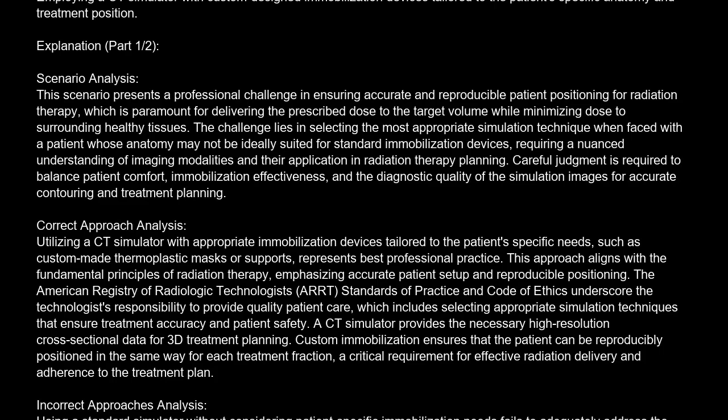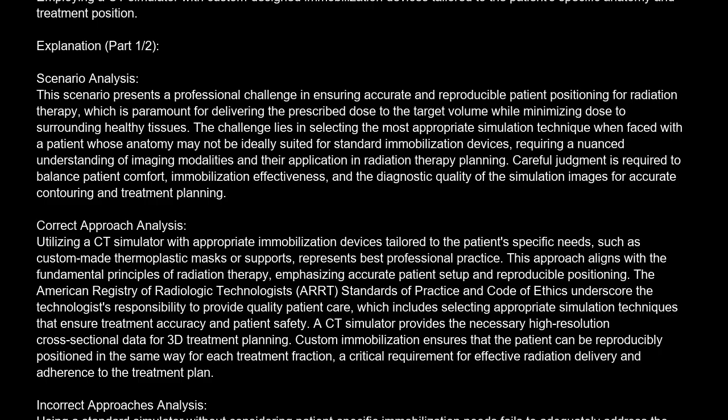Correct answer is B. Employing a CT simulator with custom-designed immobilization devices tailored to the patient's specific anatomy and treatment position. Explanation. Scenario analysis. This scenario presents a professional challenge in ensuring accurate and reproducible patient positioning for radiation therapy, which is paramount for delivering the prescribed dose to the target volume while minimizing dose to surrounding healthy tissues.